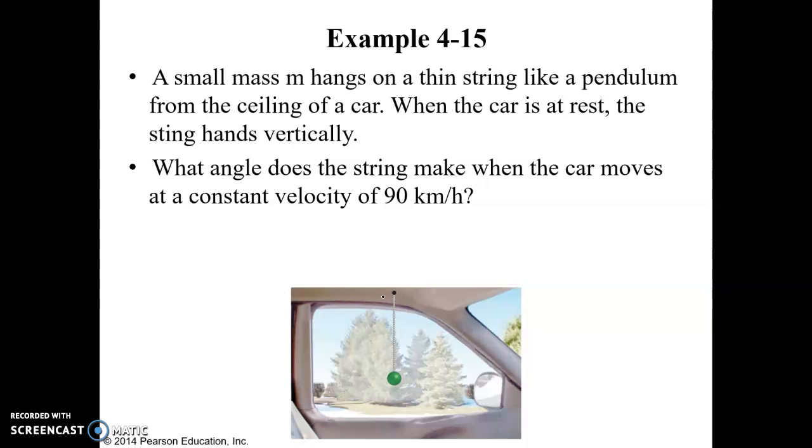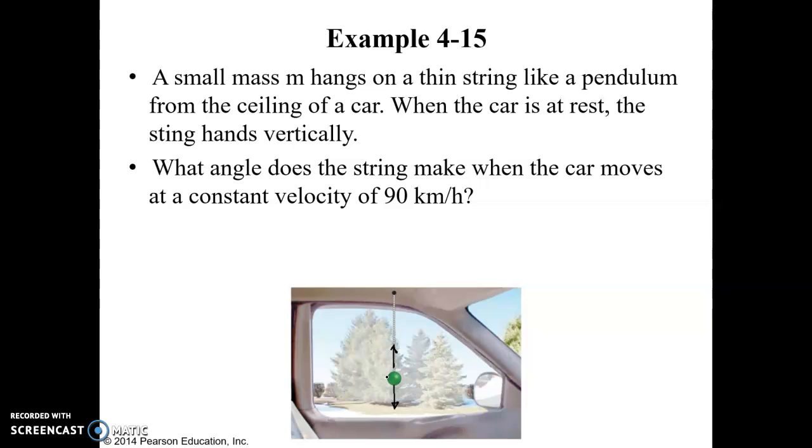The situation is we have a ball suspended by a string from the roof of a vehicle. And as the vehicle sits still, the ball just hangs straight down. If we were to draw a free body diagram, the only forces on this ball would be gravity pulling it down and tension in the rope pulling it up. And that's it.